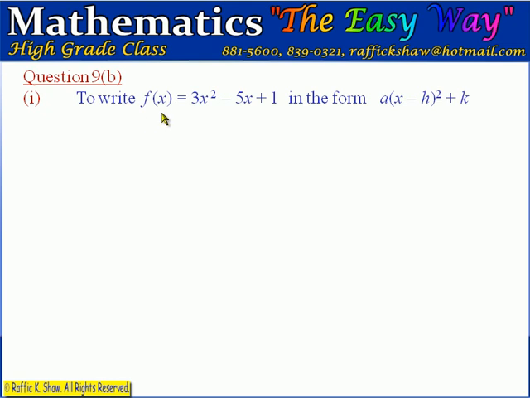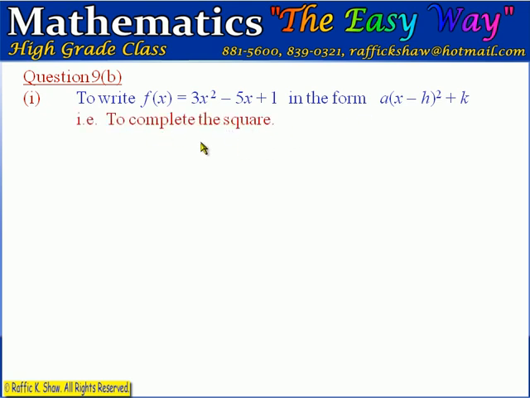Part B gives us this quadratic function f of x equals 3x squared minus 5x plus 1. This quadratic function is in the standard form and we are asked to write it in this form. This is called the vertex form for the quadratic function. And to convert this standard form to this vertex form, we can use the process of completing the square.